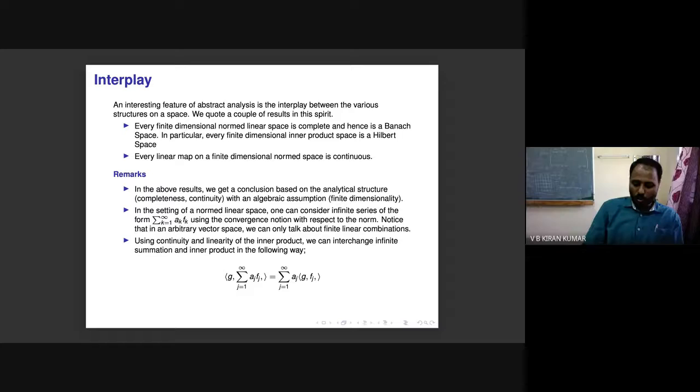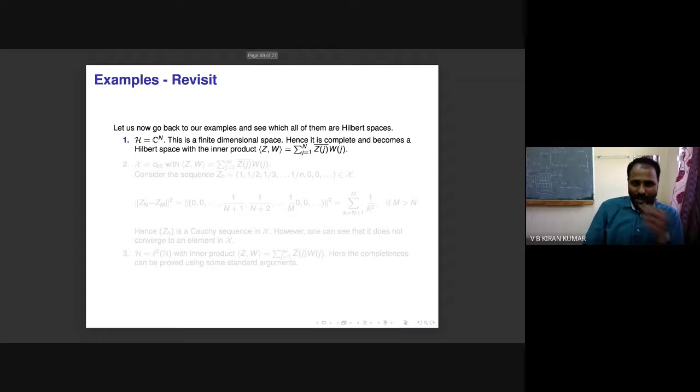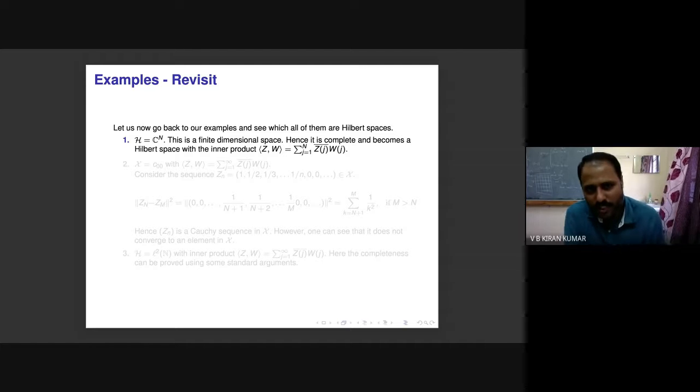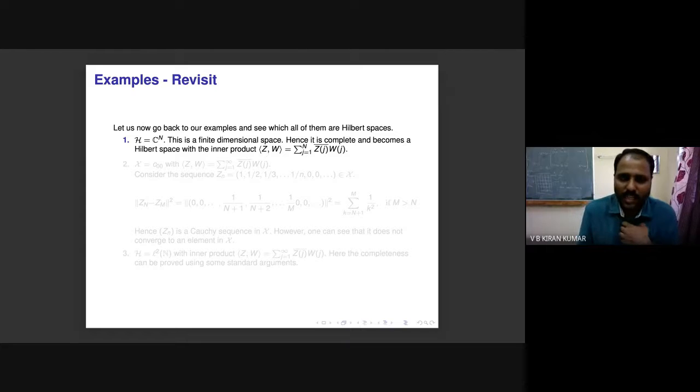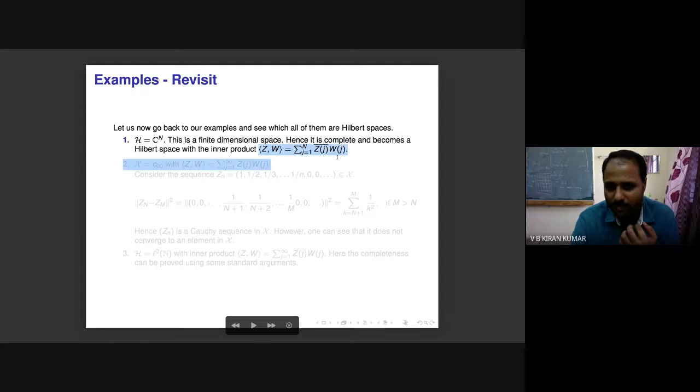Yes, sir. Okay. Now let us quickly revisit the examples again. H equal to Zn. So we know that Zn is a Banach space with respect to all the norms we introduced there. But it becomes a Hilbert space only with respect to the norm induced by this inner product. Okay, this will give you the L2 norm.